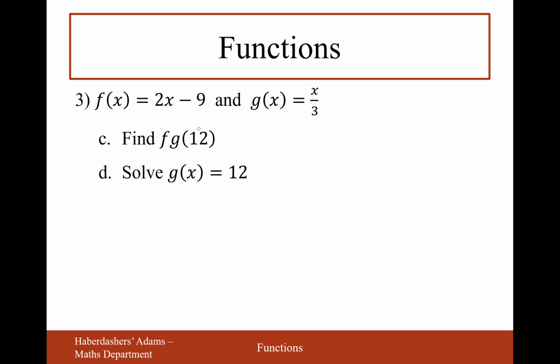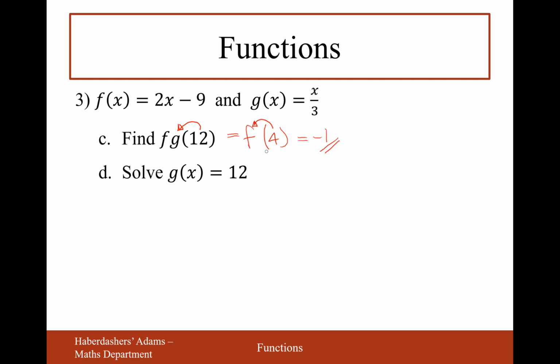Okay, question C is a composite function question, so you put 12 into the g function first, leave the f alone. So 12 divided by 3 is 4. And then we'll take that answer 4 and put it into the f function. So that's going to be 8 minus 9, which is minus 1.